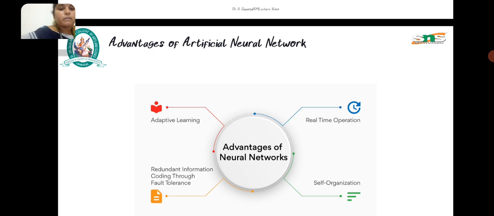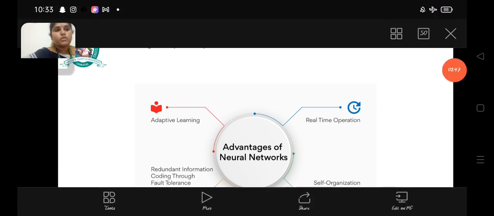Next one will be parallel processing. It is going to analyze in parallel processing also. How is it going to analyze as parallel processing? Because neural networks are capable of parallel processing. How? They can process numerous jobs at once, which speeds up the information and improves the efficiency of computations. Next one will be non-linearity.